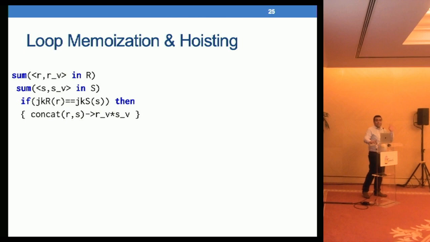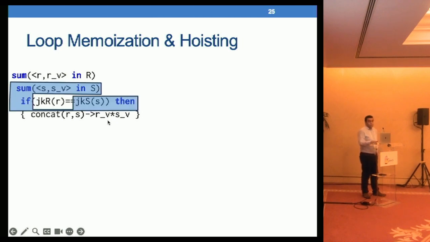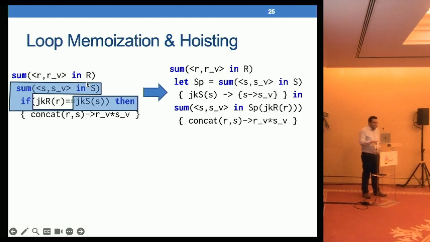So let's consider this example where we are joining the elements of 2 relations R and S together, and it's an equality join, as you can see here. One interesting thing that we can do here is that inside this, we can memoize, statically cache the definition of this function.